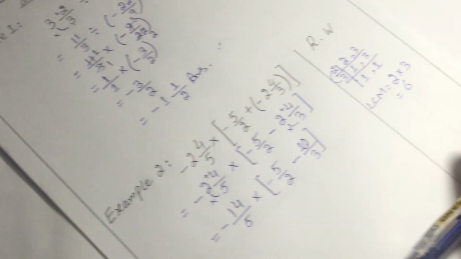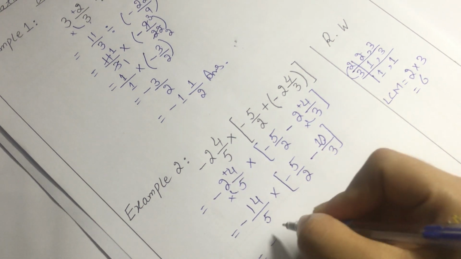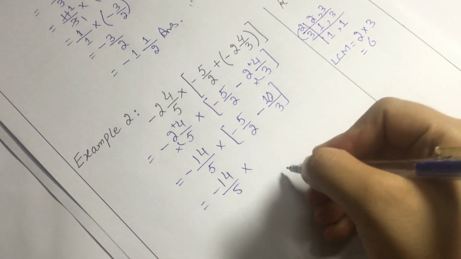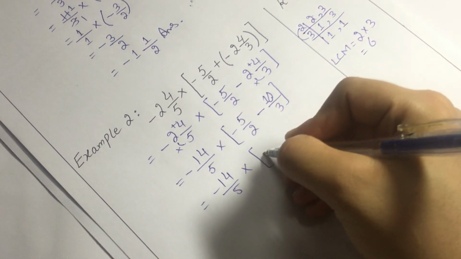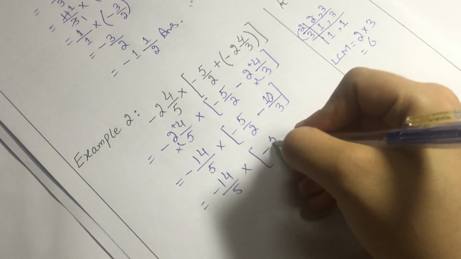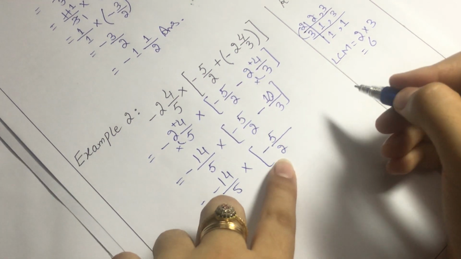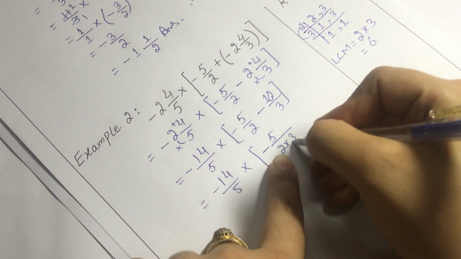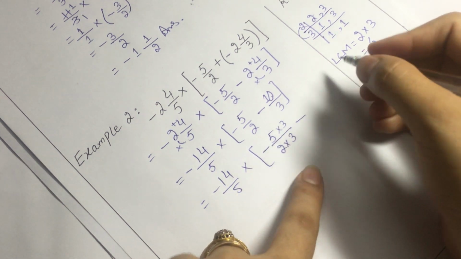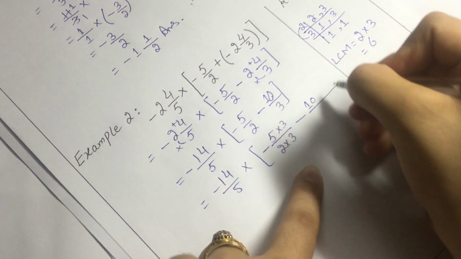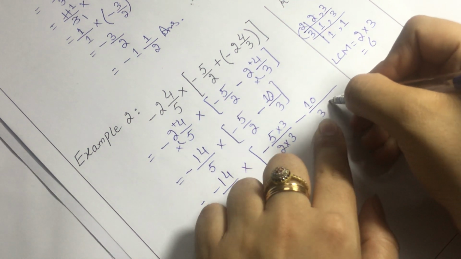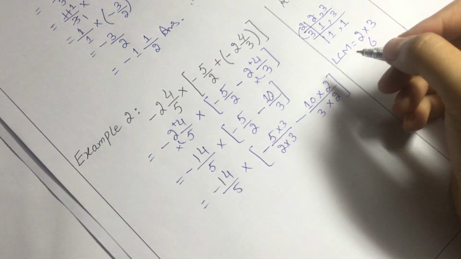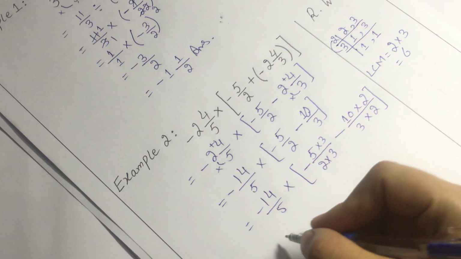be 6. Okay. Now negative 14 over 5 as it is, multiply negative 5 over 2. We need 6 here, right? We need 6 here. So we will multiply our first fraction with 3, minus second fraction 10 over 3. We also need 6 here. So we will multiply our second fraction with 2, right? Now we will have the same denominators.